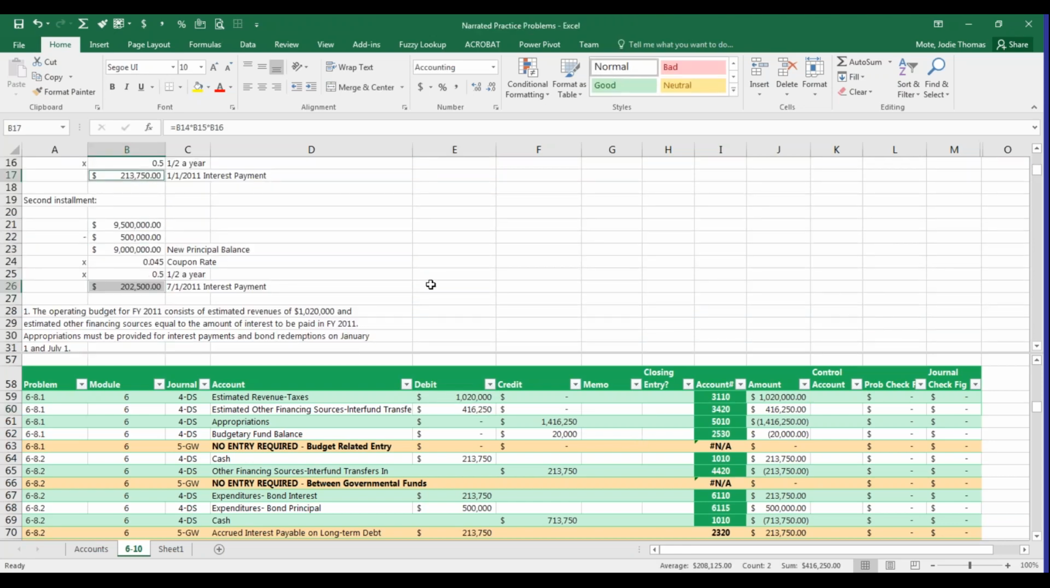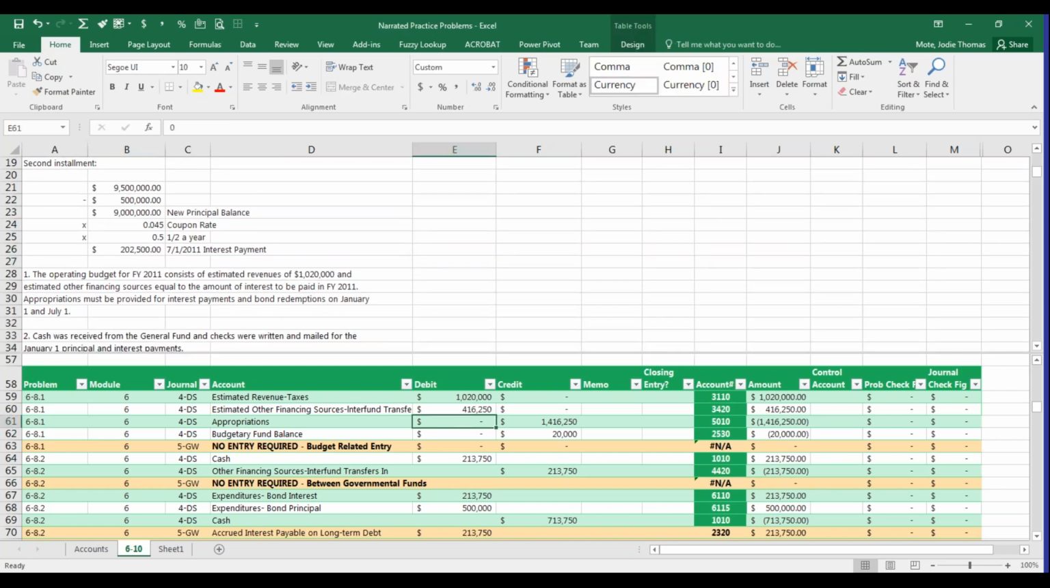That's what's going to be covered and transferred in by the general fund. Total appropriations equal our two bond payments, which are $500,000 each, so that's $1 million, plus the $416,250 of interest payments. The net of all those is our budgetary fund balance of $20,000. The government-wide entry, of course, since it relates to the budget, there is no government-wide entry.